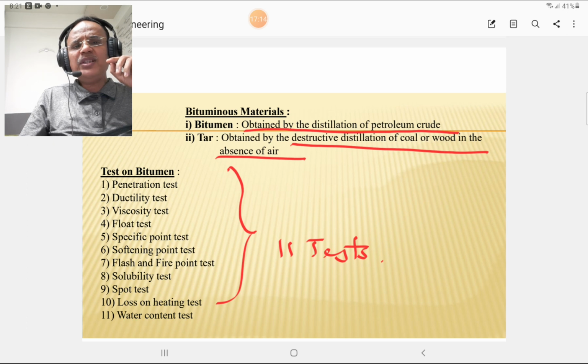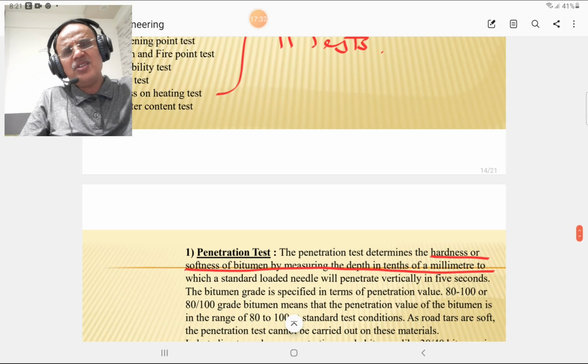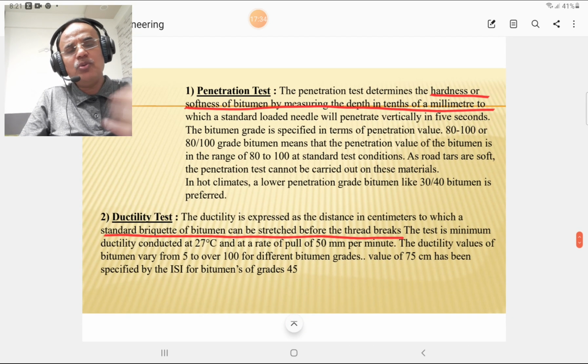Tests on bitumen. There are various tests conducted on bitumen, and all tests are important: penetration test, ductility test, viscosity test, float test, specific gravity test, softening point test, flash and fire point test, solubility test, spot test, loss on heating test, and water content test. These are the different tests conducted on bitumen.